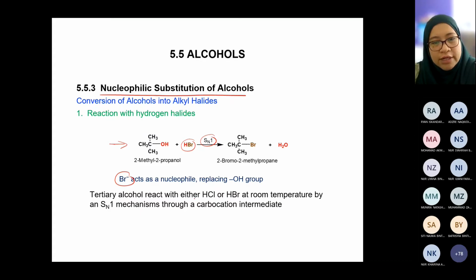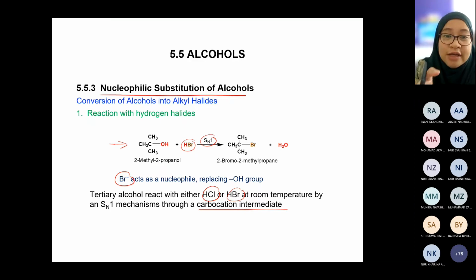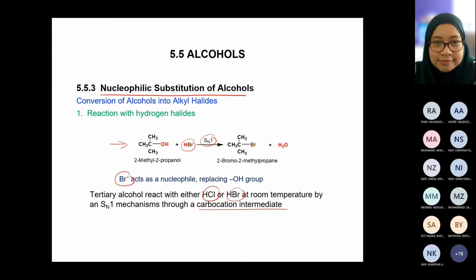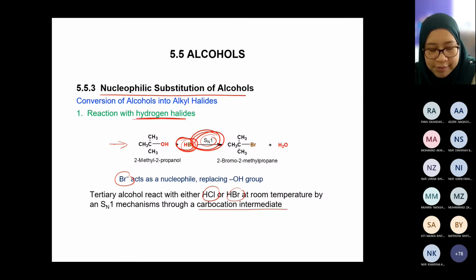So tertiary alcohol react with either HCl or HBr at room temperature by an SN1 mechanism through a carbocation intermediate. Okay. So kita tak bagi mechanism dekat sini. For the mechanism, you can refer to alkyl halide slides. Okay. Basically, you just ganti yang Br tu, halogen tu, ganti dengan OH. Itu saja. As simple as that. Okay. Alright. So that is for SN1. You react with hydrogen halide. Nampak reagent dia yang berbeza.